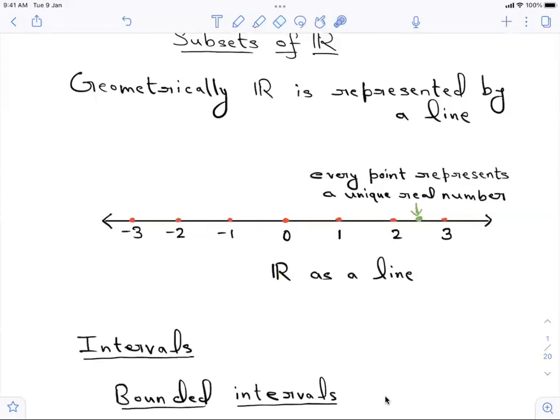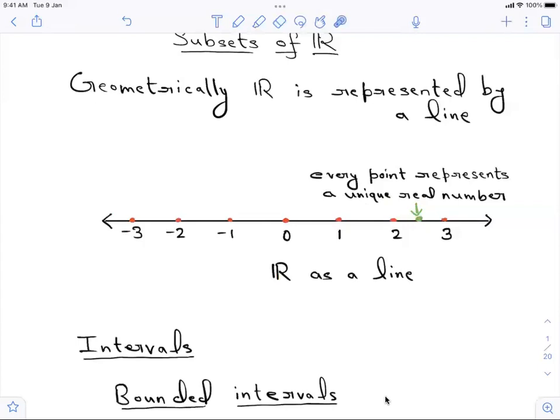And every real number, first of all, can be represented on this line. That follows from the decimal expansion of a real number. Once again, we don't have time to talk about all that. On the other hand, every single point on this line is going to represent a unique real number. Once again, this is also something that we can't prove in this course. It is a deep result.